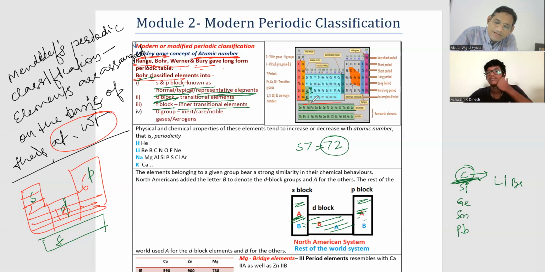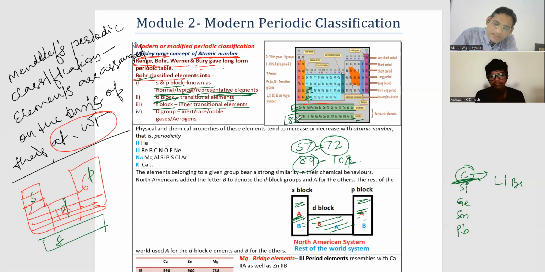Here, this is 89, and after 89 comes 104. 90 to 103 are called actinoids, and are in F block. So there are 14 elements here and 14 elements here, and that is why these are called inner transitional elements. See, in some books 57 is written here, and 89 is written here.